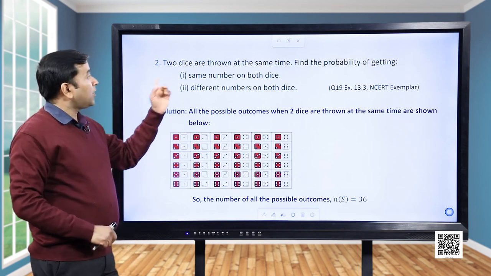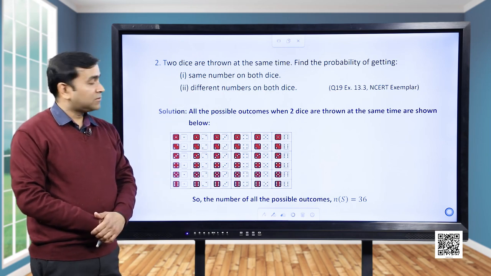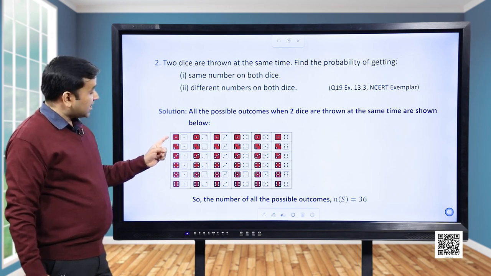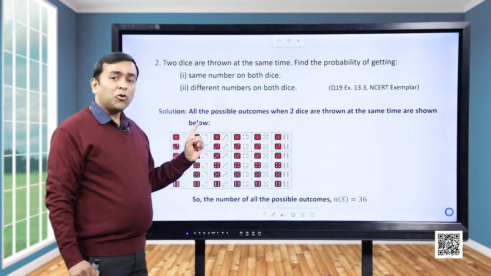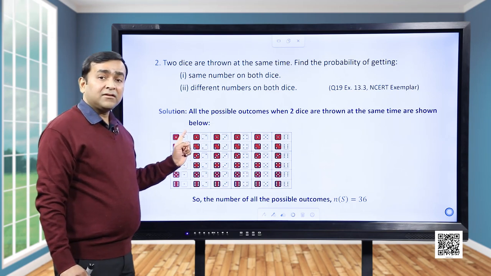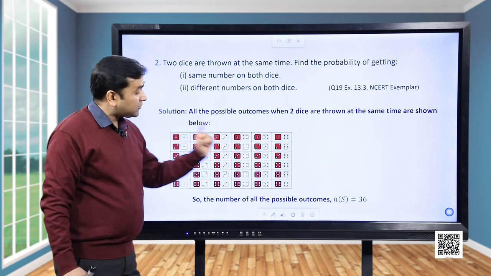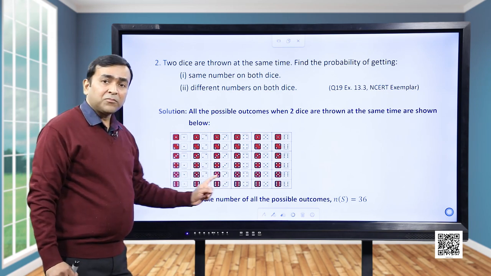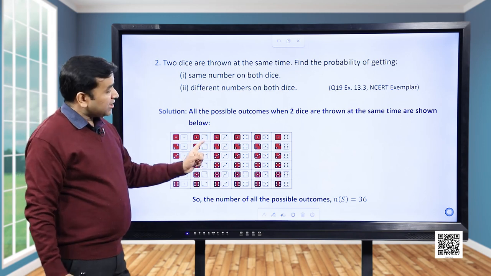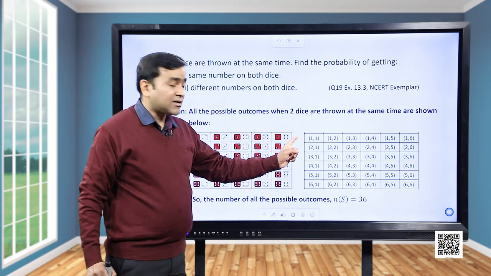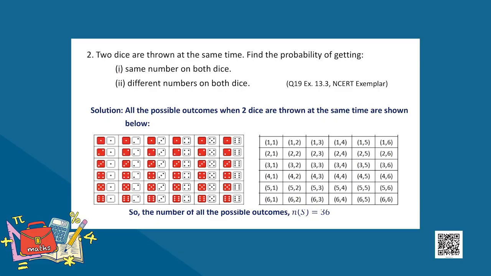So let us see, when two dice are thrown at the same time, what are the possible outcomes? In this diagram, you may come across dice in which the number on the first dice would be 1 and the number on the second dice would be again 1. Similarly, if it is 1 on the first dice, it can be 2 on the second dice. Likewise, continuing in this manner, we may get all such possible outcomes. So how many are these? Let me just write this table into a number format. So we may get all such possible outcomes. How many are these? If you count these outcomes, these are 36 in number. So the number of all the possible outcomes is 36.